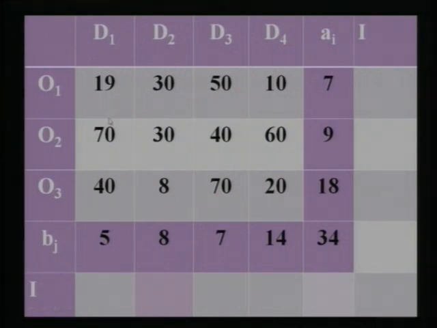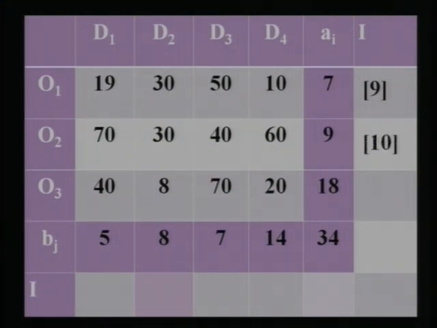Now I want to calculate the penalty for every row and every column. Penalty is defined as the difference between the smallest and the next smallest value. So the smallest in this row is 10, and the next smallest is 19. We subtract the smaller number from the bigger number. So 19 minus 10 is 9, which is written here in the square box just beside the first row. So 9 is the penalty value of the first row.